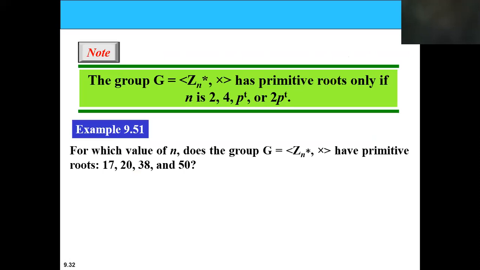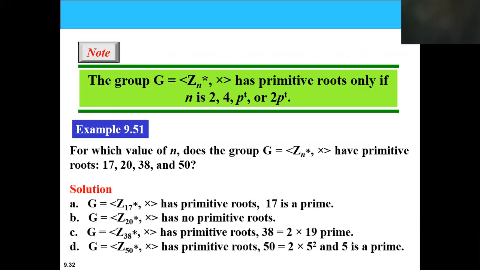The group Zn* under multiplication has a primitive root, or a generator, only if n is 2, 4, p to the power t, or 2 times p to the power t. Let us find out for what values of n this group has a primitive root: 17, 20, 38, 50. If n is 17, it has a primitive root, because 17 is prime.